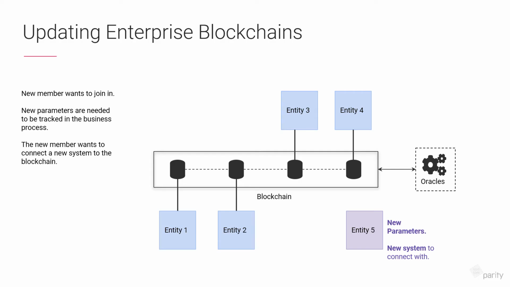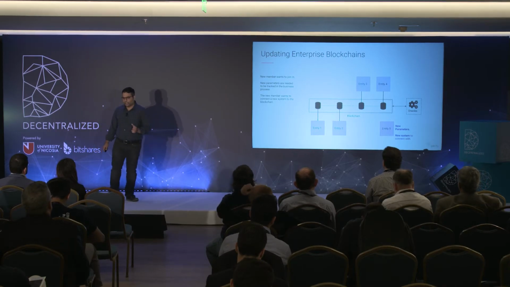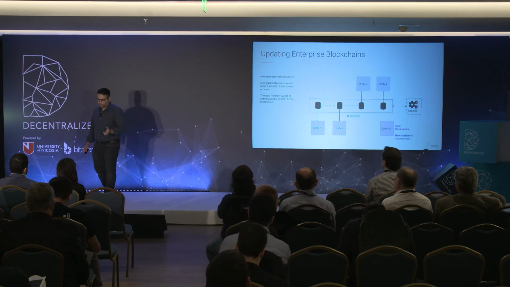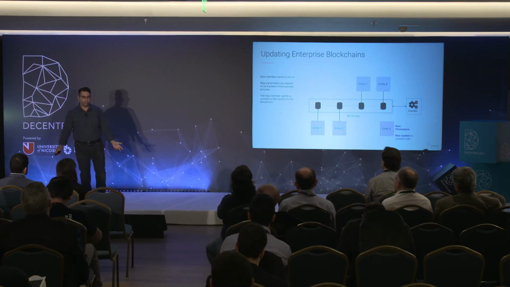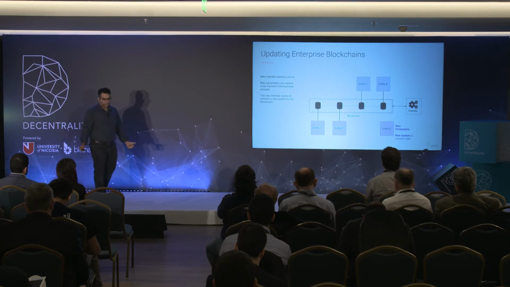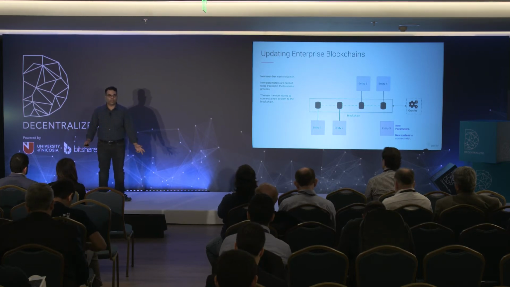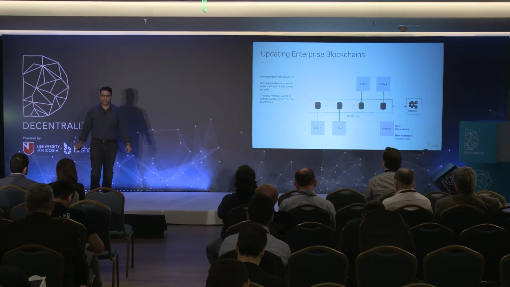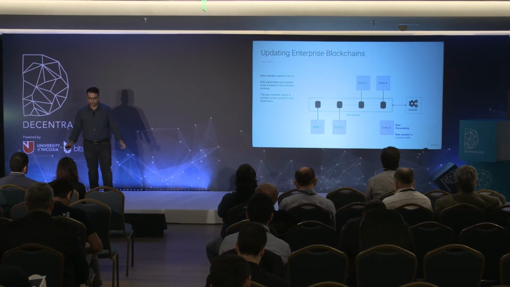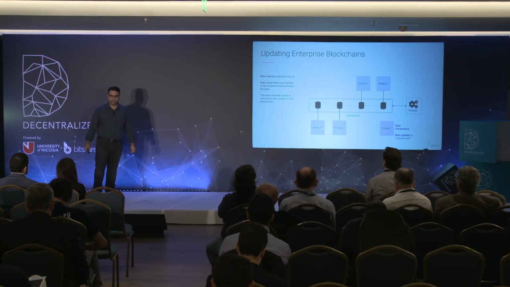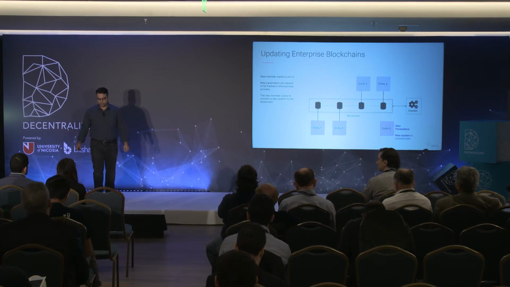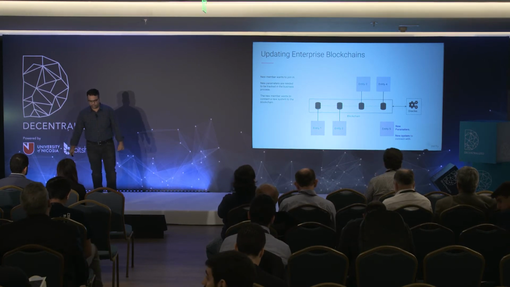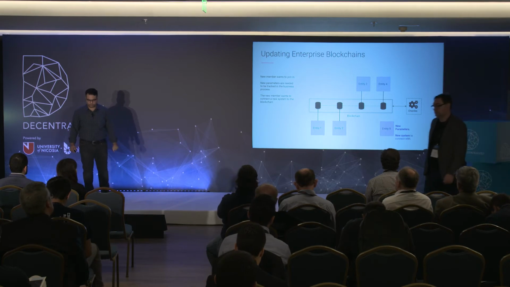And what happens is, when you try to update these blockchains, or you want to make a small change, let me give you a simple example. Let's say a new member wants to join the blockchain, and they are bringing with them some new parameters to track. For example, again, in a supply chain blockchain, a new supplier wants to join, and they want to add a few more parameters, and they want to connect a few more systems. What is the process behind that? What is generally happening when this upgrade needs to be done?